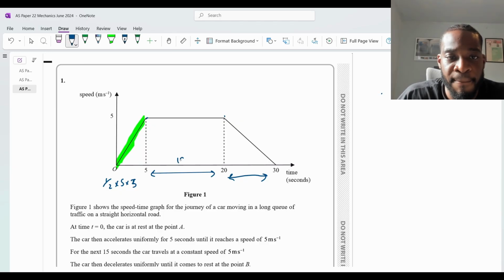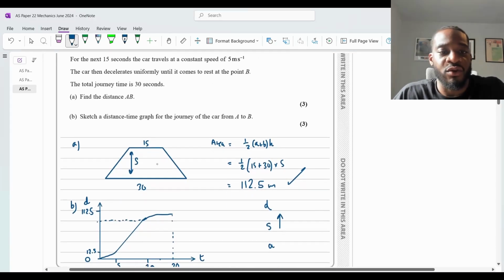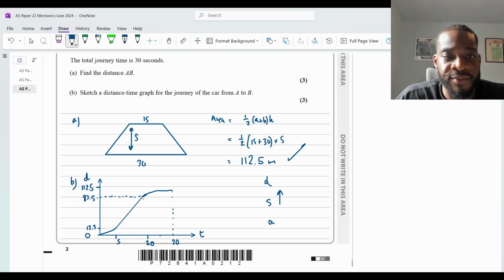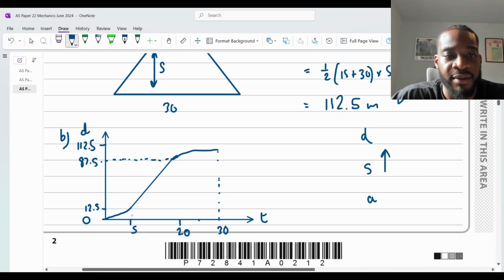5 to 20 is 15, like that. That is 5. 15 times 5 is 75. The area here is 75. So we're going to do 12.5 plus 75, which is going to be 87.5, isn't it? And yeah, that will be it. This will be your answer for part B. And that's it. That's question 1 finished.